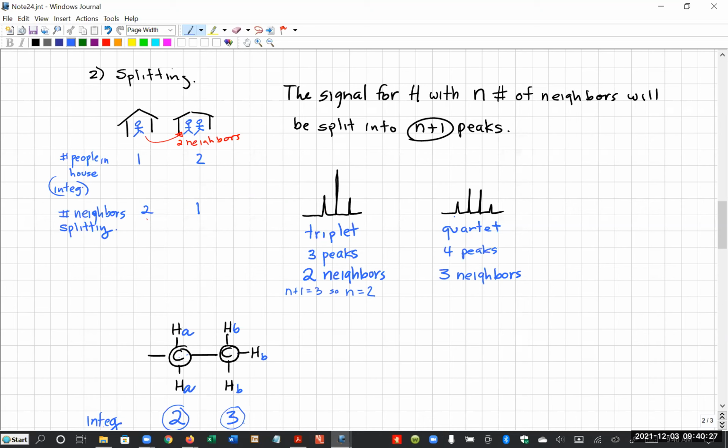We also see this kind of structure. This is called a quartet. Again, it's sort of this relative shape usually. It's 4 peaks. And so if N+1 equals 4, then N equals 3. So that's 3 neighbors.